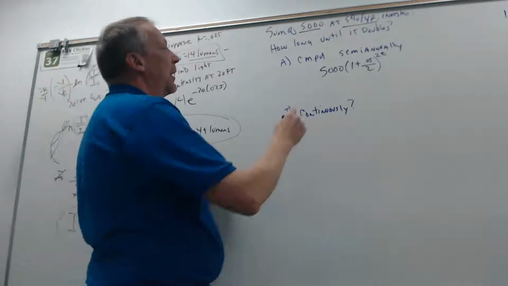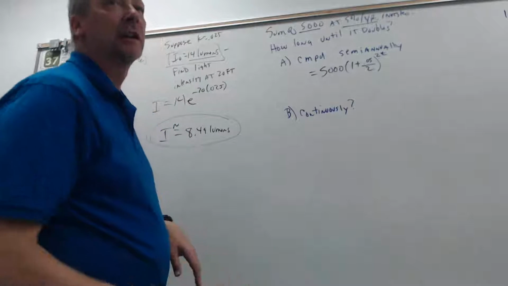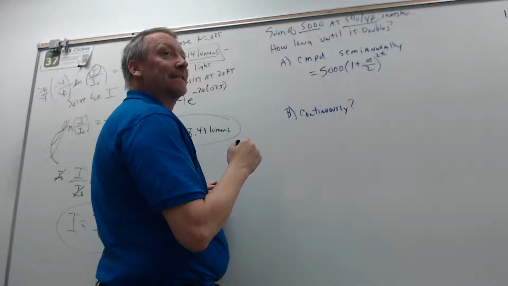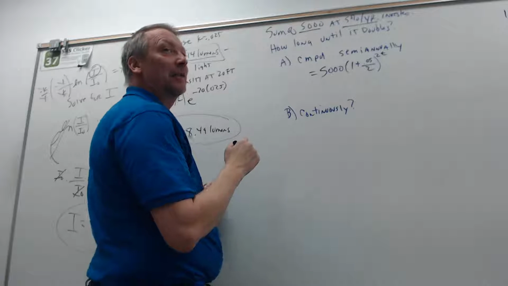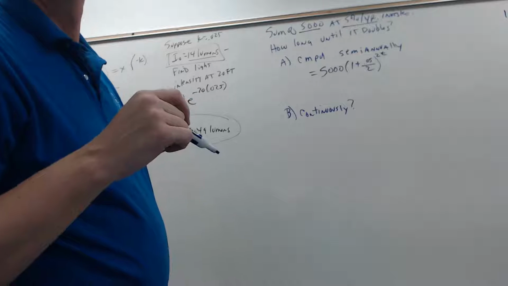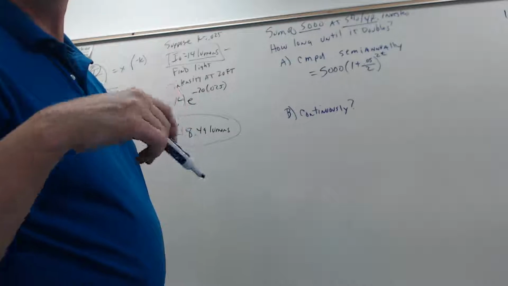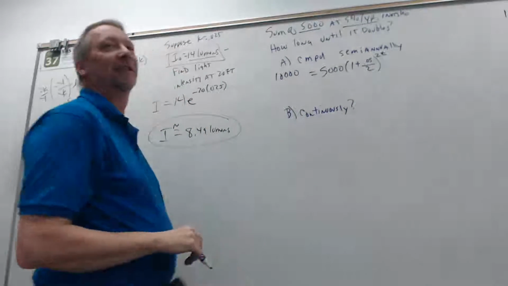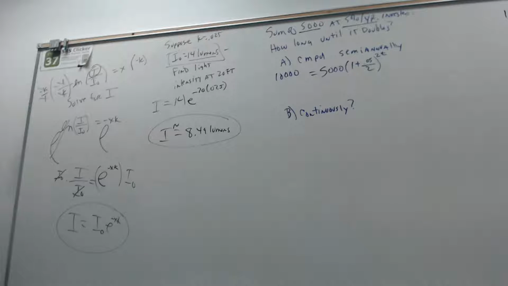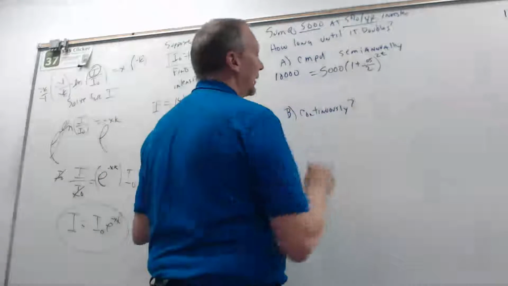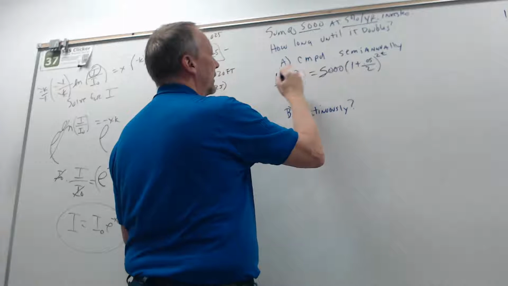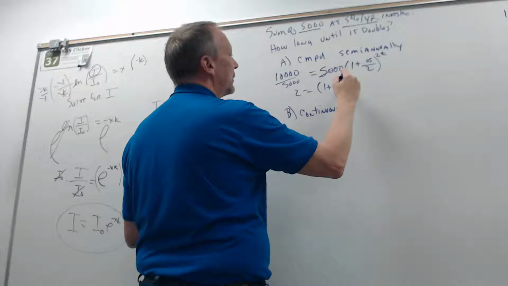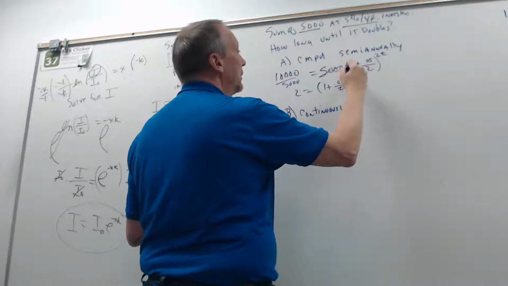Yes. But if it doubles, how much are you going to have? How much did you start with? So you're starting with 5,000. And if you double that? 10,000. Okay. So now we solve for t. Divide by 5,000. So this becomes 2 equals (1 plus 0.05 over 2) to the 2t power.